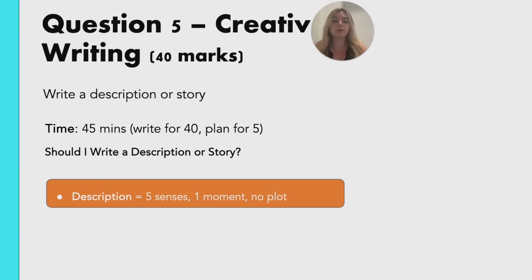So just so we know the difference, a description will typically be really focused on the five senses. So what you see, smell, touch, taste, hear. It's talking about one moment. It doesn't have a plot.